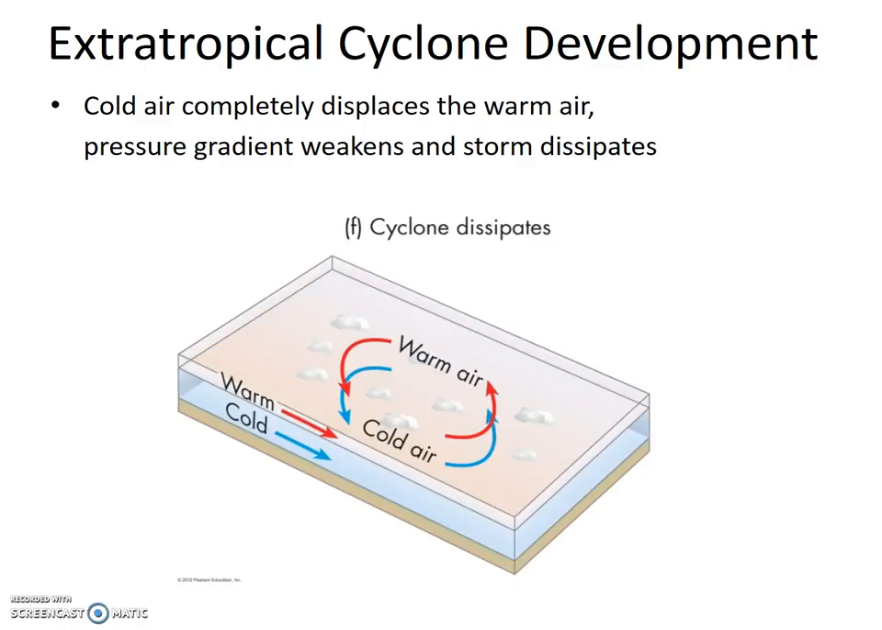Finally, picture F. The cold air completely displaces the warm air. Pressure gradient weakens and storm dissipates. The cyclonic airflow weakens and dissipates. Is the air stable? Warm air is aloft, where it likes to be, and cold air is beneath, where it likes to be.